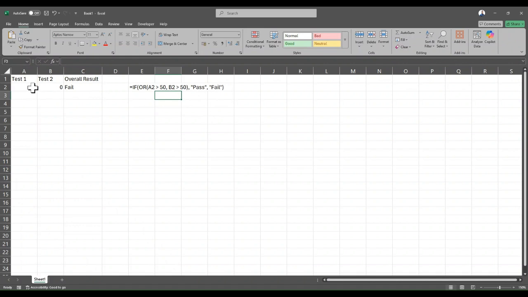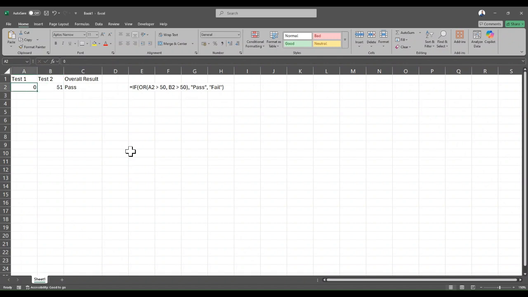And of course, now both of them are zero, that's why it's a fail. But if any one of them is greater than 50, you can see it become a pass. Right, so if this one is zero, it's a fail. This one will be a pass.